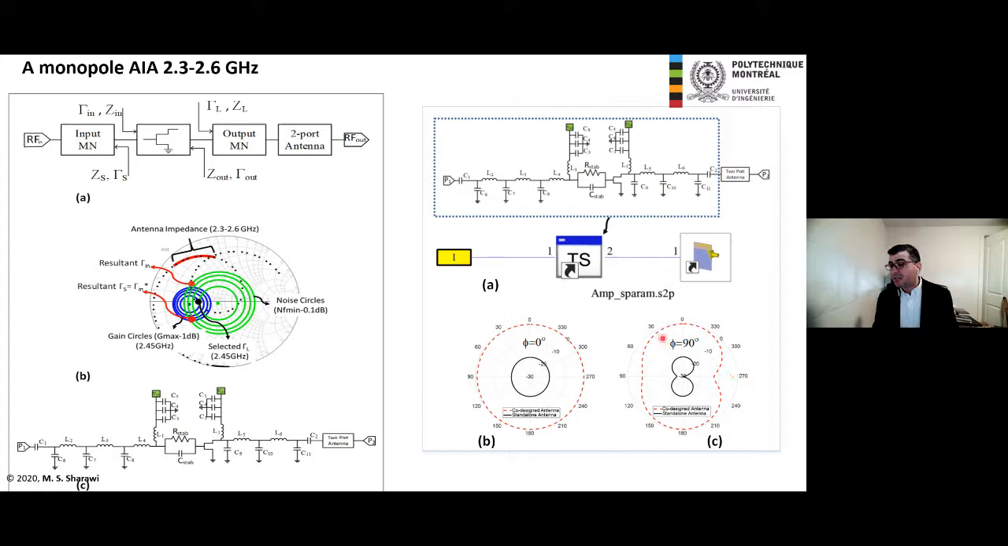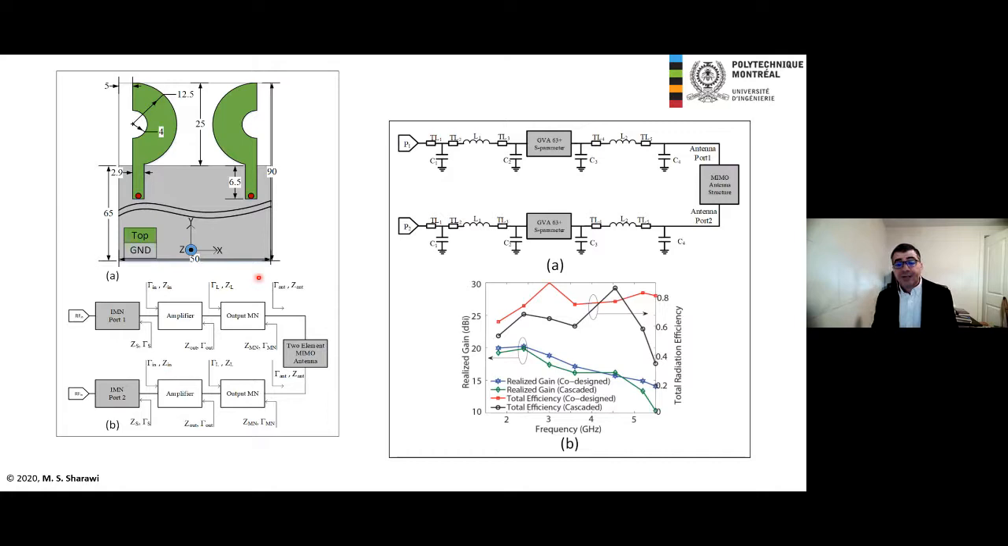Of course, we applied this to all kinds of antennas: narrowband, wideband, ultra-wideband. This was the ultra-wideband antenna design. Even though the antenna is a little bit big here, that was not the point. The point here is that we want to prove the concept of co-design and the advantages that we can get.